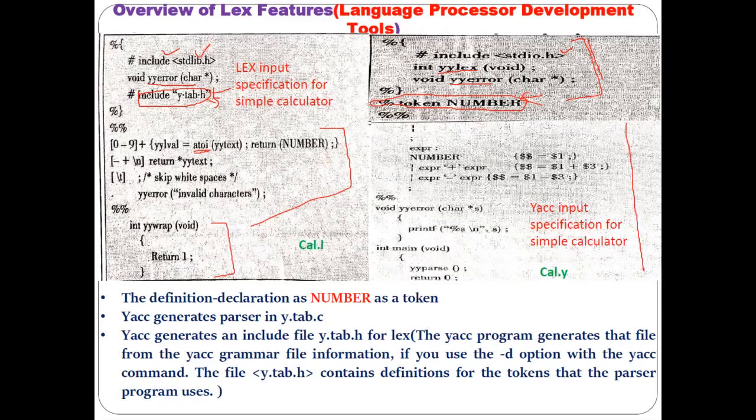How to declare the tokens? Percentage sign, token, and whatever name you want to give to the token. So here you have declared the token as a number. Now you have declared this token as a number here in the Yak program. Understood? Now how will this be known to the Lex program?